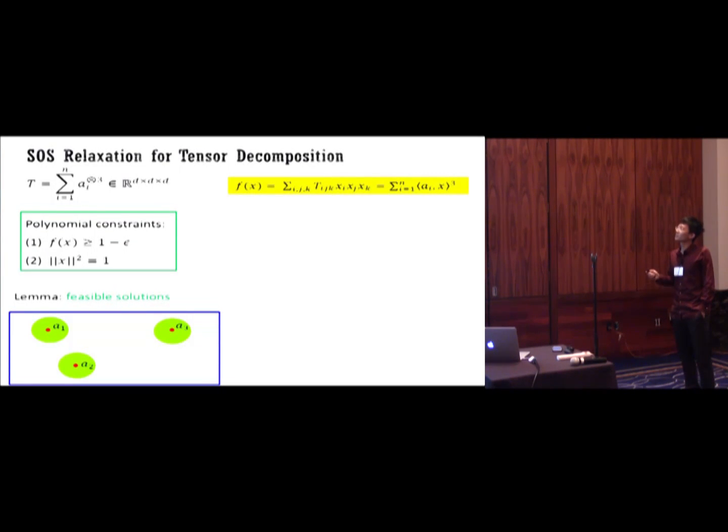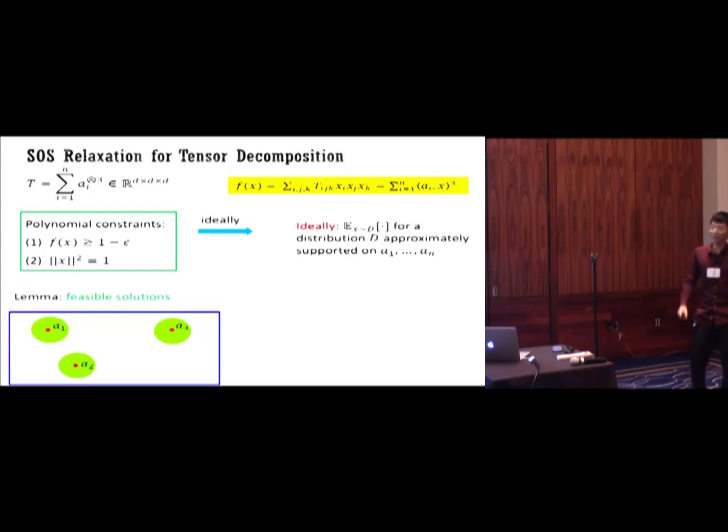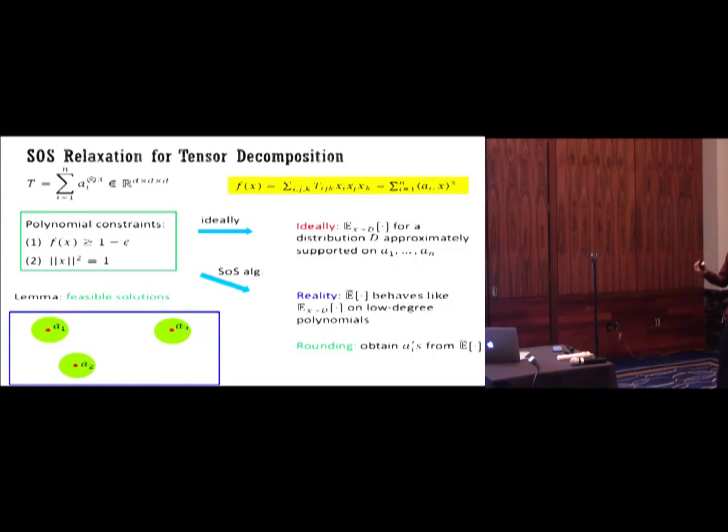So now let's do the relaxation. Let's do the wishful thinking again. Ideally, we want to have an expectation operator for a distribution D supported approximately on all of these a_i's. So that's the ideal case. What the sum of squares algorithm can do for you is that it will give you a pseudo expectation that behaves like this real expectation on low degree polynomials. And our rounding has to recover these a_i's from the pseudo expectation. How do we do this?